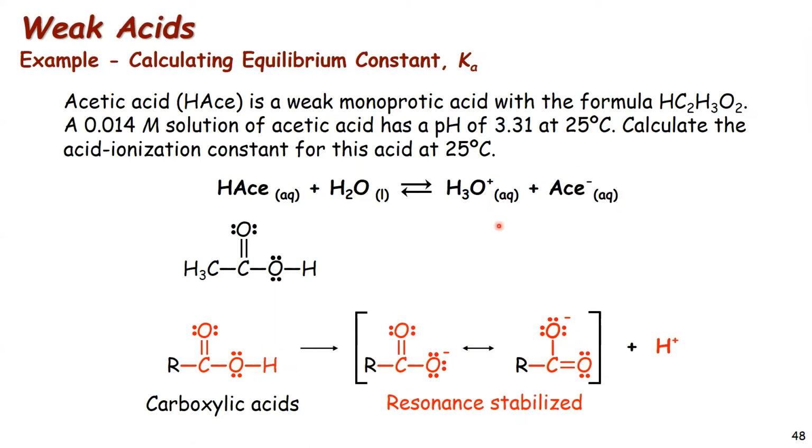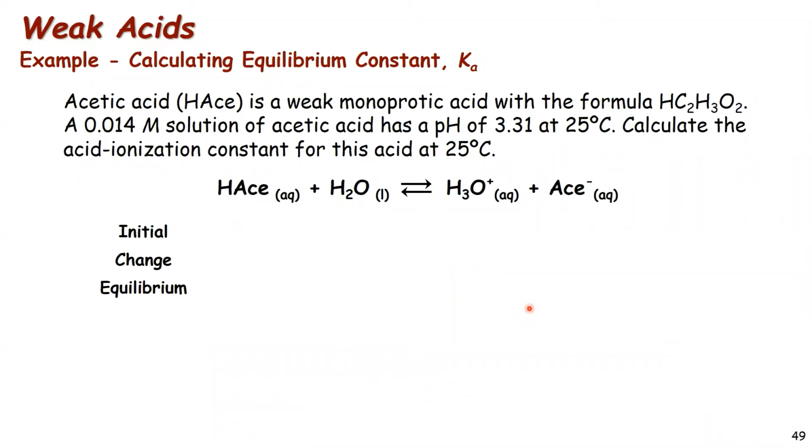Okay, back to determining the Ka. So we're going to set up our ice table. We know that the initial concentration was 0.014 molar acetic acid. We're going to ignore the water because it's a pure liquid and it does not appear in the equilibrium constant expression, or in this case, the acid ionization constant expression. We're going to assume that we have pure water. So now remember, from the self-ionization of water, this is going to be 10 to the negative 7.